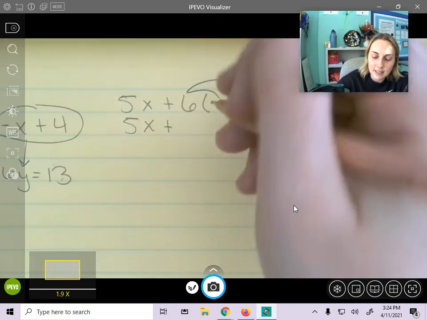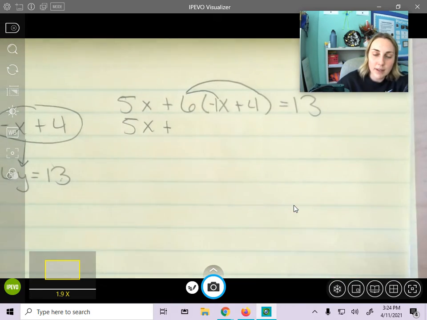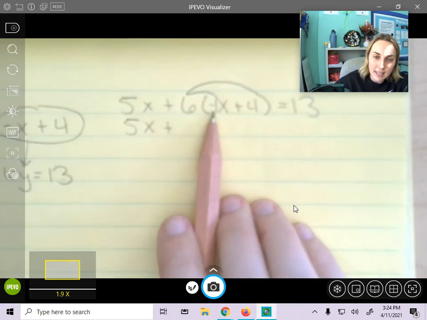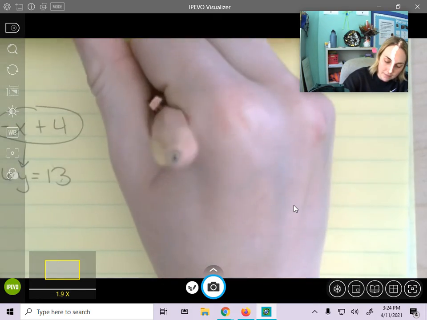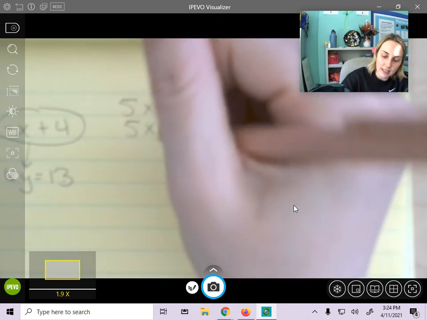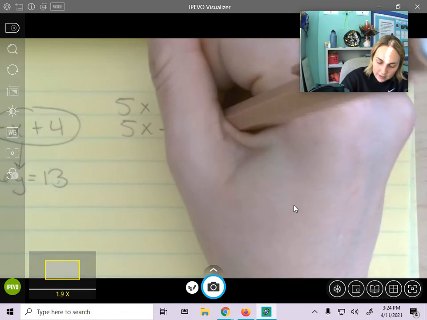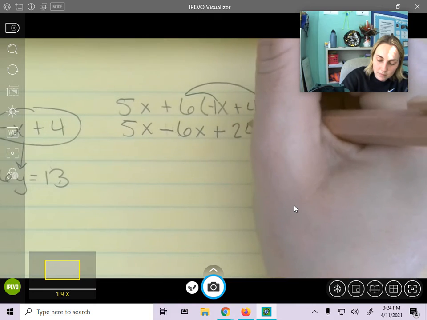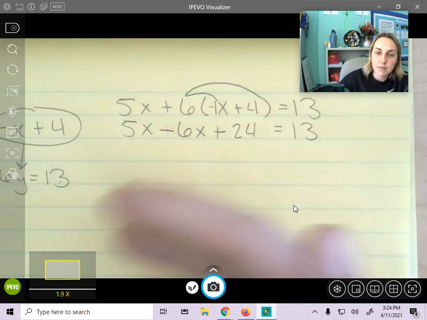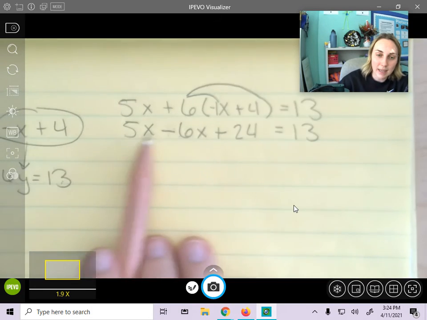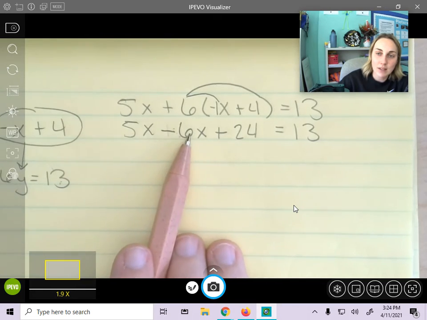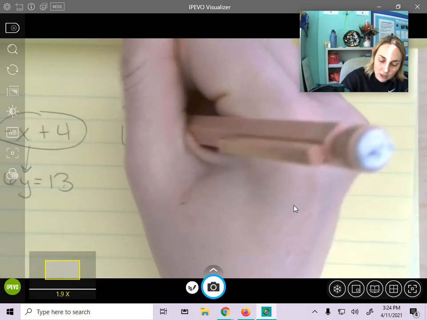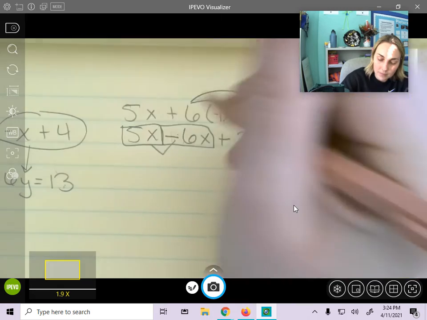Remember, when you have an x by itself, you need to automatically assume there's a 1 in front of it. 6 times negative 1 is going to give me a negative 6x. 6 times 4 is going to give me a plus 24, and that's going to be equal to 13. So I distributed first, now I can combine like terms.